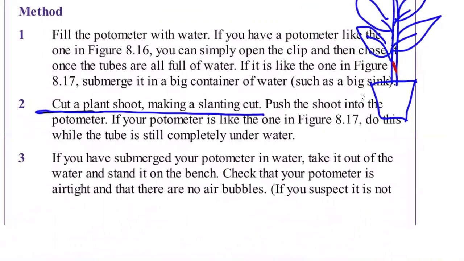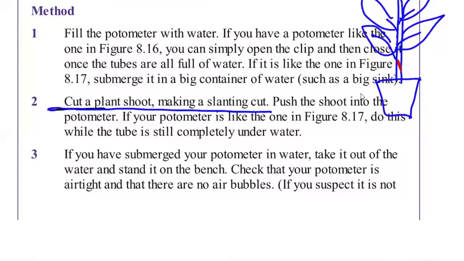Okay? I'm again reading this, the points 2 and 3. It says, cut the plant shoot, making a slanting cut, push the shoot into the potometer. If your potometer is like the one in figure 8.17, do this while the tube is still completely underwater. If you have submerged your potometer in water, take it out of the water and stand it on the bench. Check that your potometer is airtight and there are no bubbles.